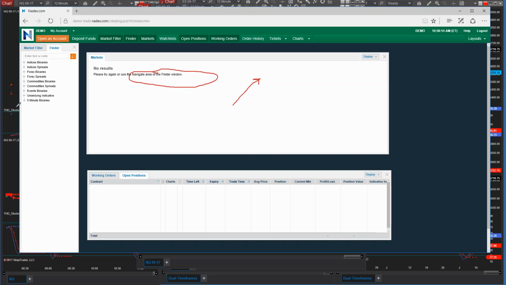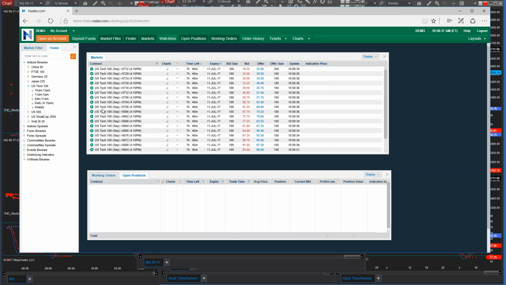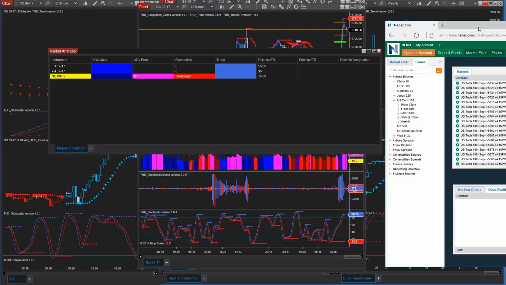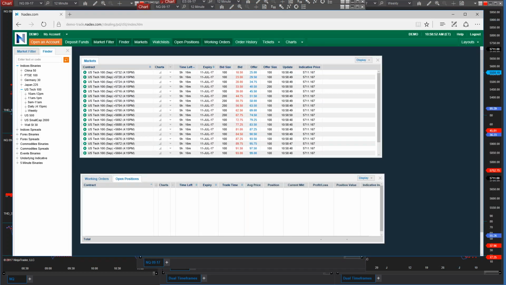So if I come over here and I look at the indices binaries, and I look at the US Tech 100, we're going to do 11 to 1 minimum, and it's not open yet, so we have to wait. We could also look at the daily, but the daily is a bigger strike width. Right now, price is currently at 57.11. And that would be here, okay?